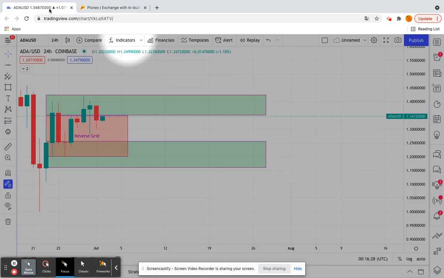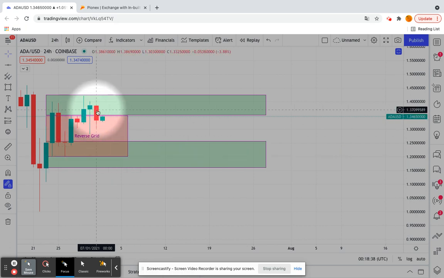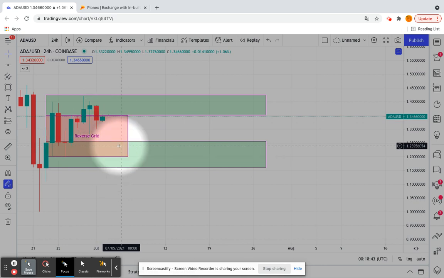So 1.24 is my buy-in. I started this reverse grid at 1.35. So I started my trigger price already almost 10 cents in profit. It goes from 1.35 all the way down to 1.20. So I'm already in profit, and what it's going to do is buy as it goes down.